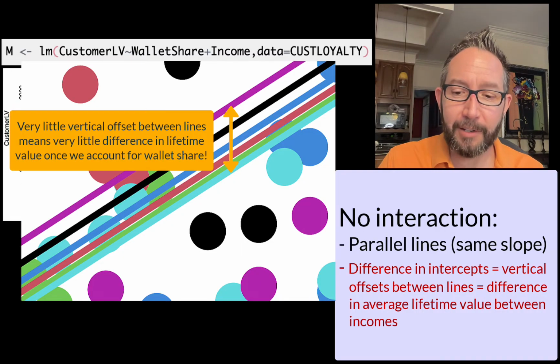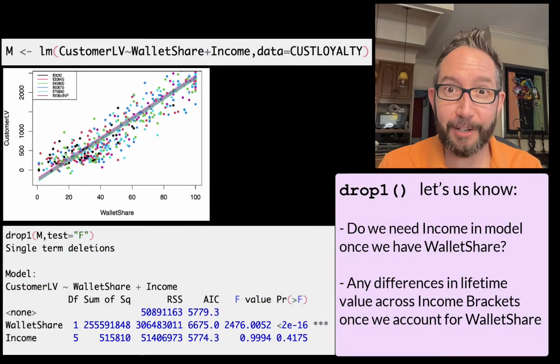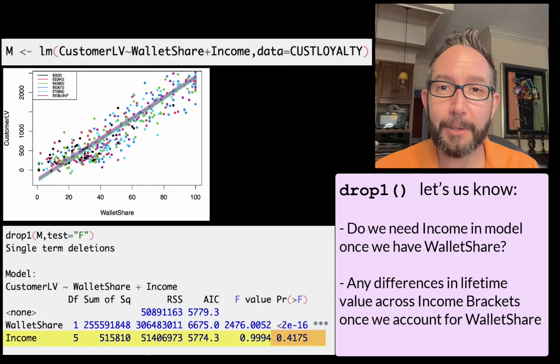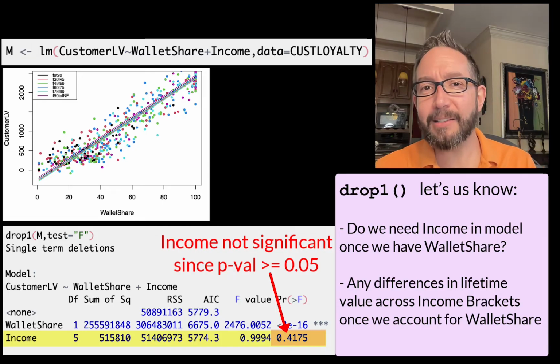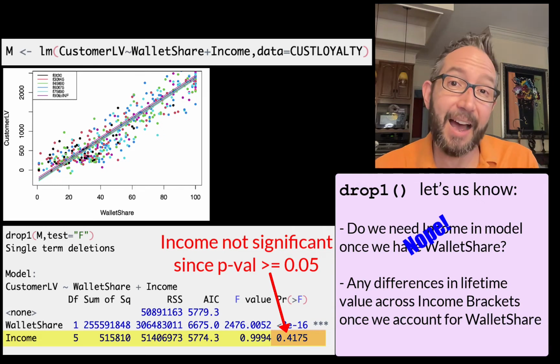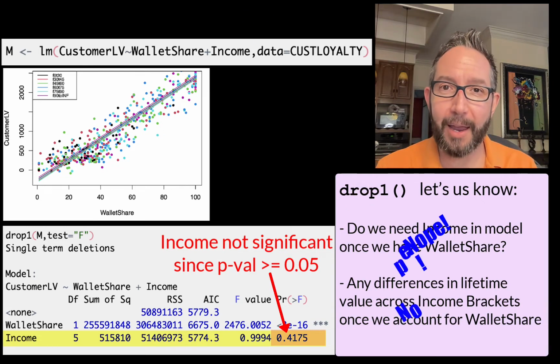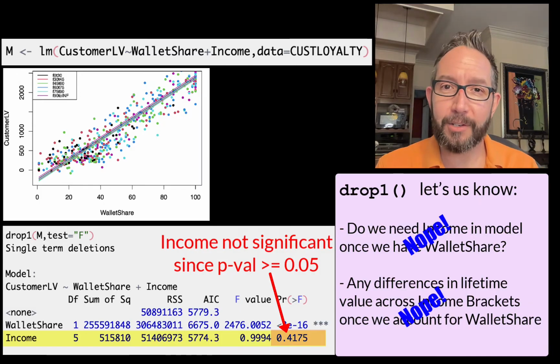And if we were to go and look at the result of drop 1 to see could we drop all of those indicator variables, is there any statistically significant difference in lifetime values based on income bracket once we account for wallet share, we actually find that the p-value of the partial F-test is 0.42. That's bigger than 0.05, so it's letting us know that the set of indicator variables representing income bracket is not statistically significant. Once we know a customer's wallet share, we don't need to know anything about their income bracket in order to gain insight about their lifetime value.